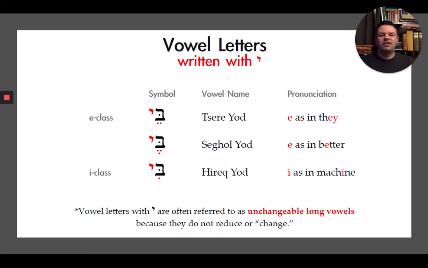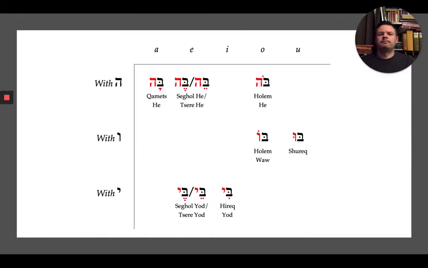Because remember, the Hirik just sounded like the I, like in bitter. Now it's sounding like the machine, the een, like a machine. So, if you want to remember these A-E-I-O-U class of vowels that end with hey or that have the wow with them, they're here. But again, really the only ones that kind of are distinct are the Hirik Yod. The Holam Wow is not pronounced with a W, so that one could throw you off. And the Shurik is more like uh.